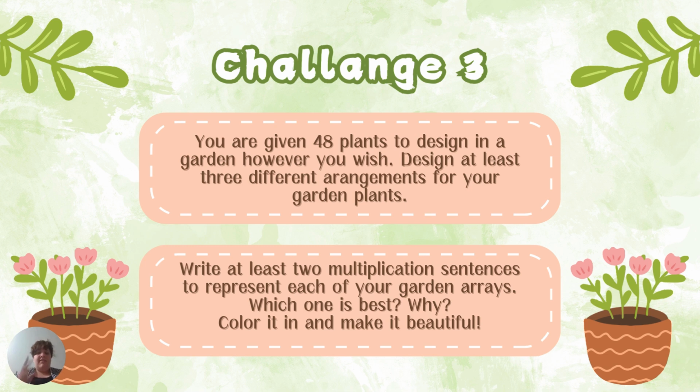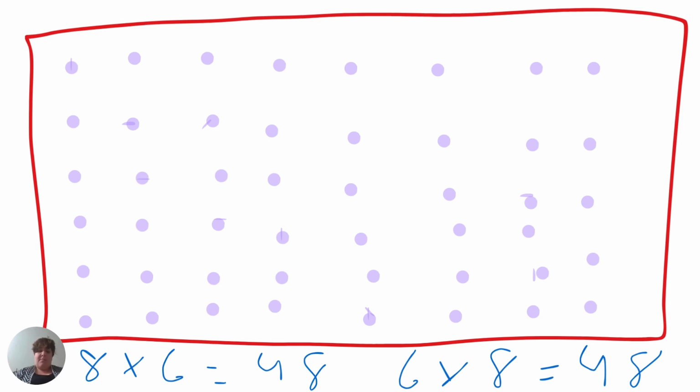Then they need to write at least 2 multiplication sentences to represent each of their garden arrays, and then explain which one's best and why. This promotes a lot of that deep thinking. Why did they create what they did? What would work best for them for their reasons? And as always, color it, make it beautiful.